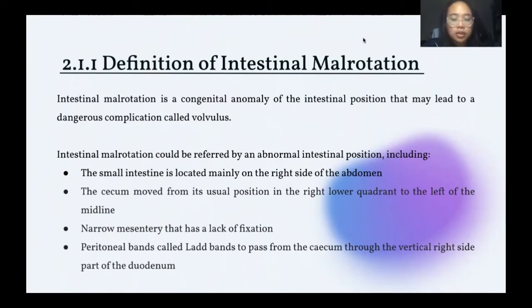Intestinal malrotation usually occurs in the first trimester when the fetal gut grows and develops. It can be recognized by an abnormal intestinal position, including the small intestine located mainly on the right side of the abdomen, and the cecum moving from its usual position in the right lower quadrant to the left of the midline. There is also a narrow mesentery lacking fixation, and peritoneal bands called Ladd bands passing from the cecum across the right side of part of the duodenum.